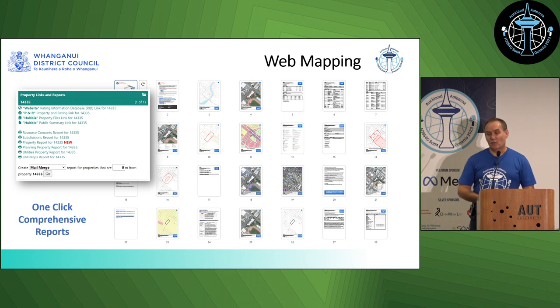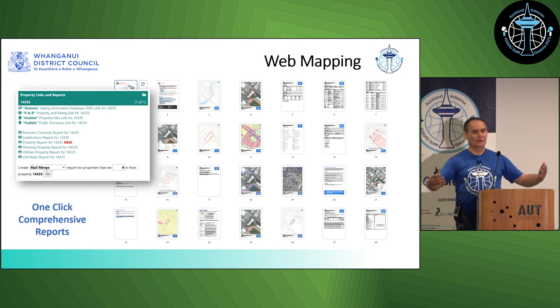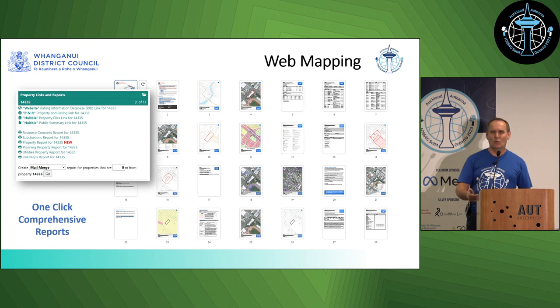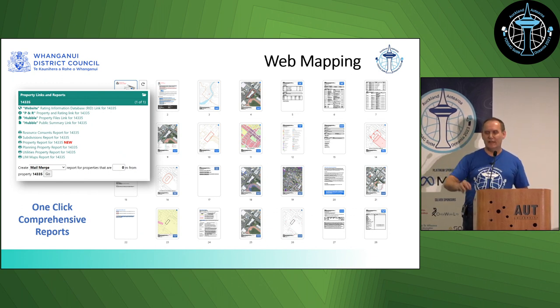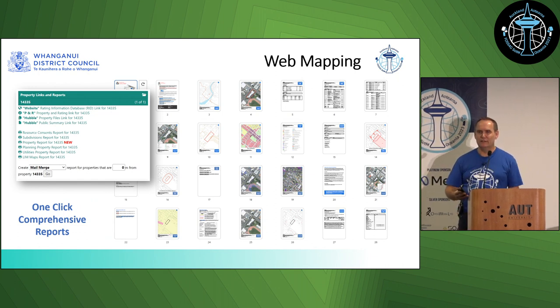The other thing we have in our web mapping is some reporting capability. So as a person out there, you sign in and you have a look at your house and you think, okay, I need to really have a report on what is actually on that property. One click, bang, you've got a PDF there with all the maps and all the data that you actually need for that property.